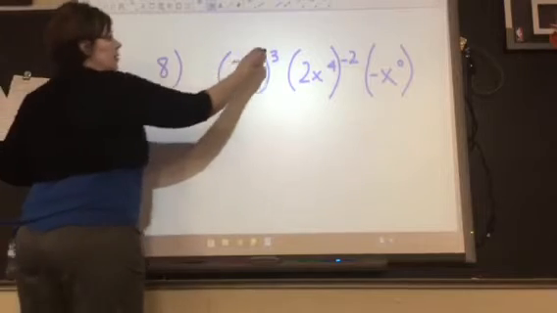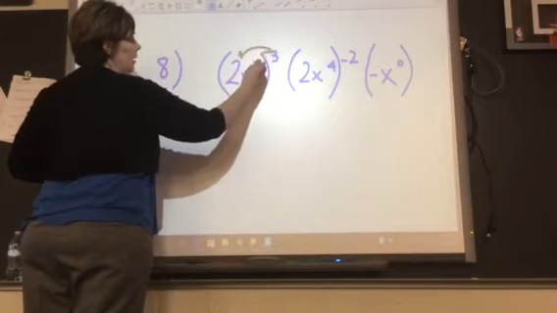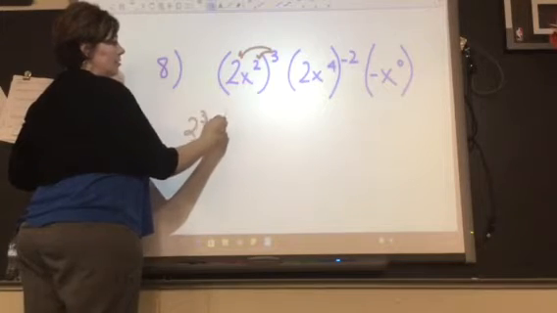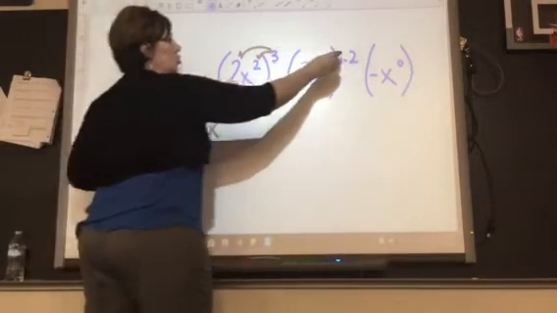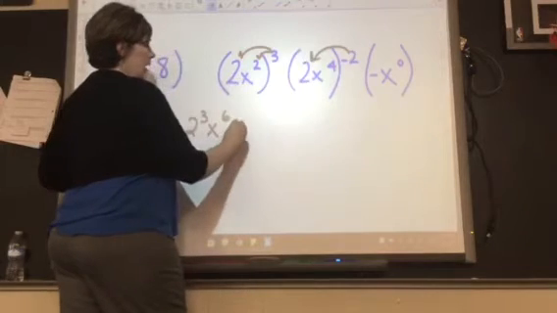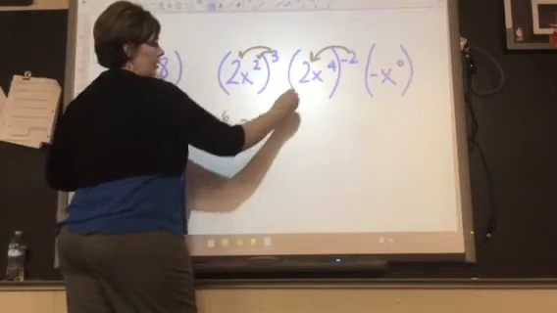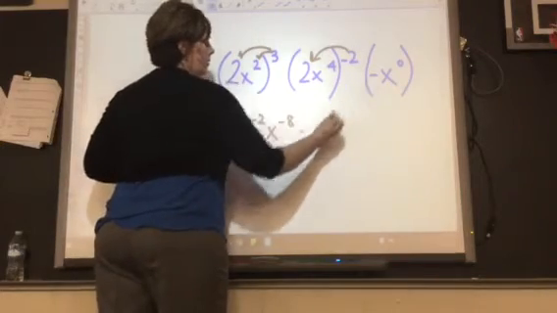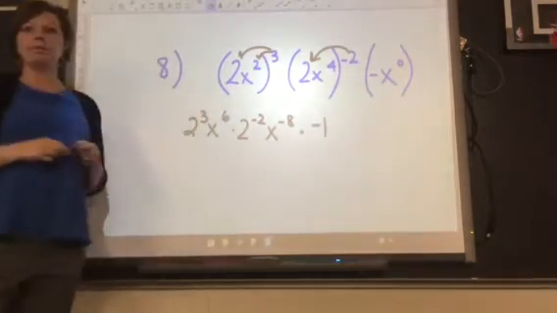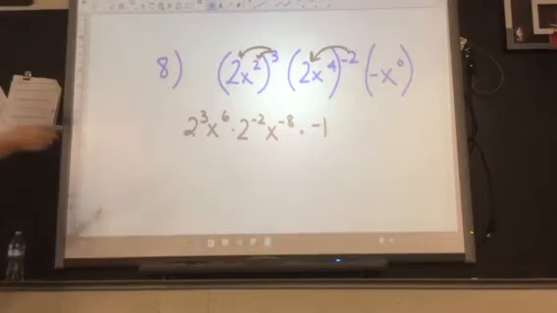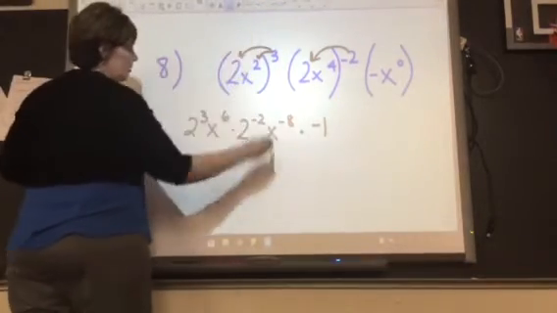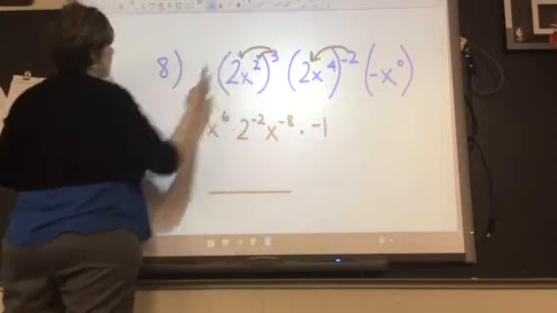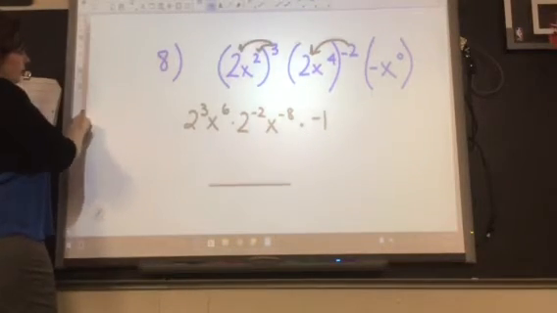Distribute the power. There are 2 terms here. There's a 2 and an x. So this is going to become 2 to the 3rd power times x to the 6th. Distribute the power. Times 2 to the -2 power times x to the -8 power times -1, right? Okay. Fraction bar, right? Because I have some negative exponents. Throw a fraction bar in there. Negative exponents. Let's get rid of those. So I'm going to drop all the negative exponents positive.